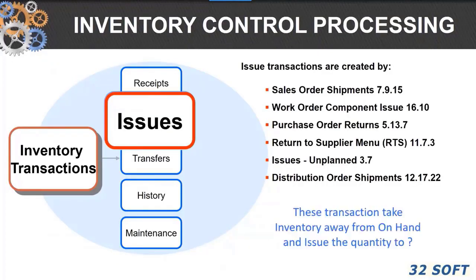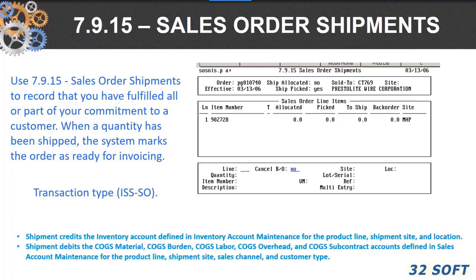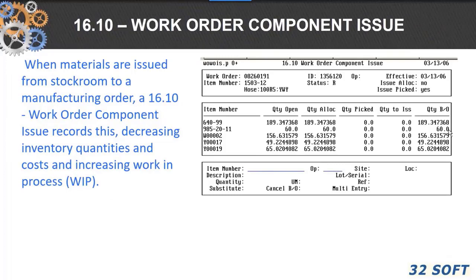There are the accounting transactions, and now we come to issue transactions. Issue transactions are the way that QAD takes inventory away from on hand and issues it to wherever. Sales order shipments, 7.9.15. If you use advanced repetitive, this shows that you are shipping parts against a commitment to a customer based on a sales order, and this is going to mark the parts ready for invoice. You can see this as an ISS-SO transaction in transaction history, and the various accounting debits and credits that are going to take place.